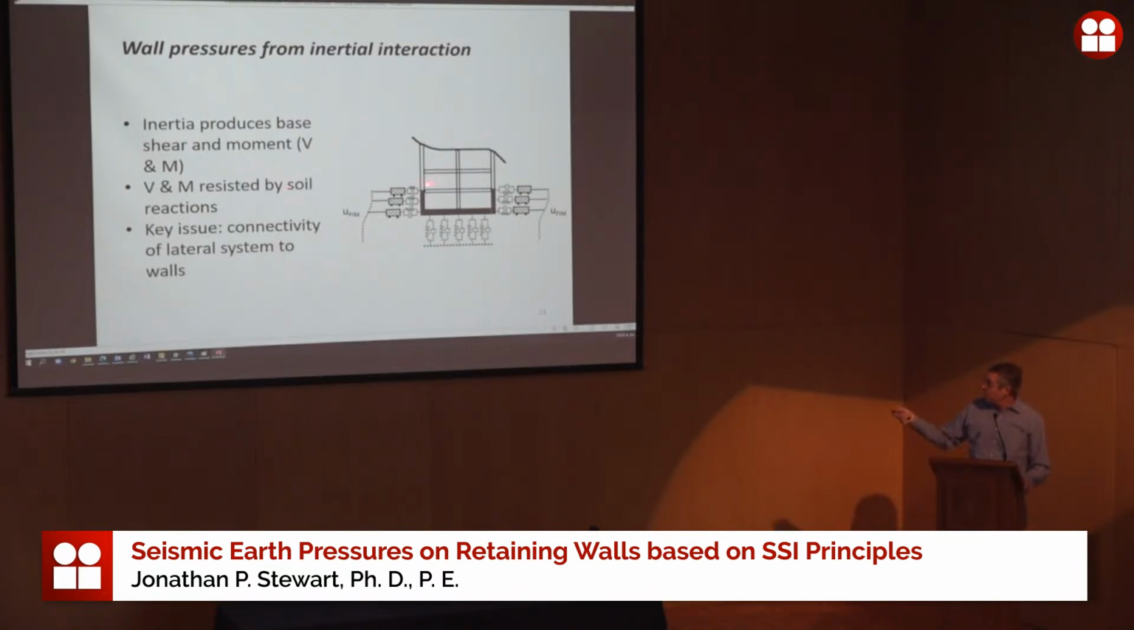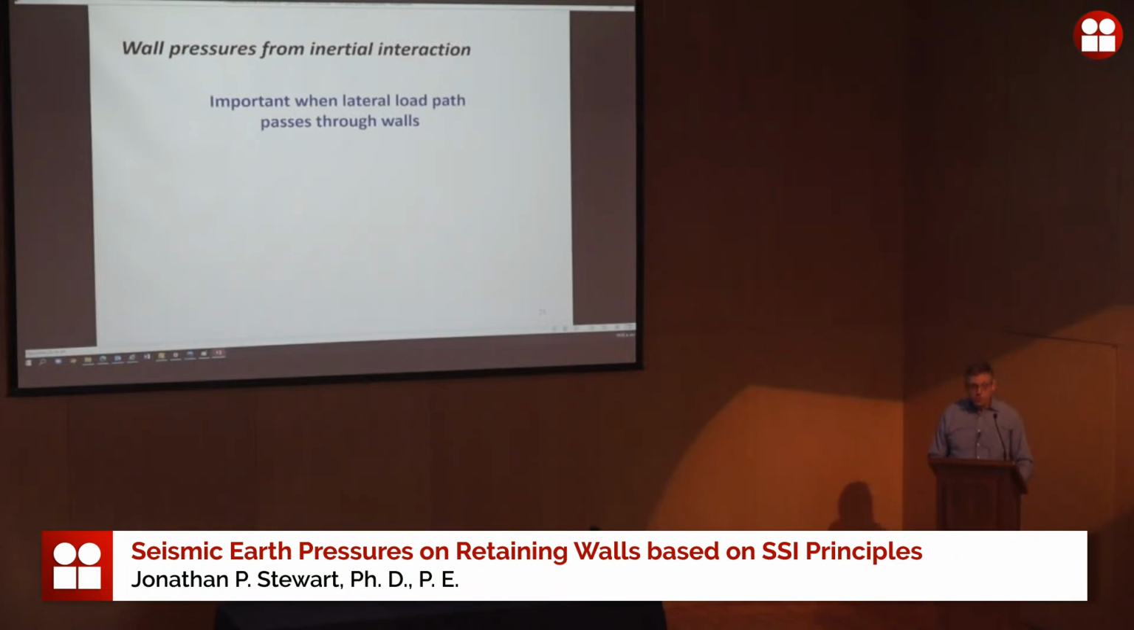So if you have walls connected to a structure, there will be this inertial component, okay? And the key issue that an engineer needs to think about is how connected is the structure to the wall? Is there a structural connection between the two? Then the transfer happens. Sometimes there isn't a structural connection between the two. It all depends on the configuration, so we need to look at it case by case.